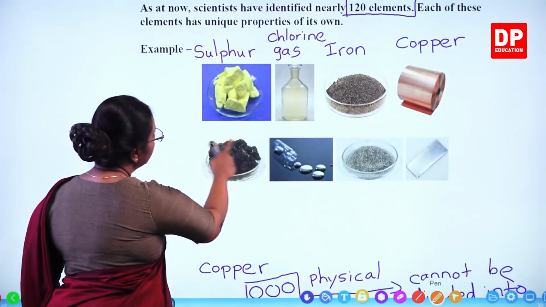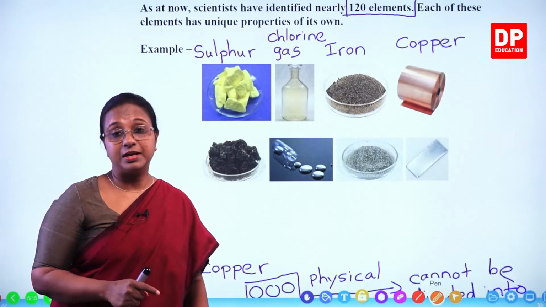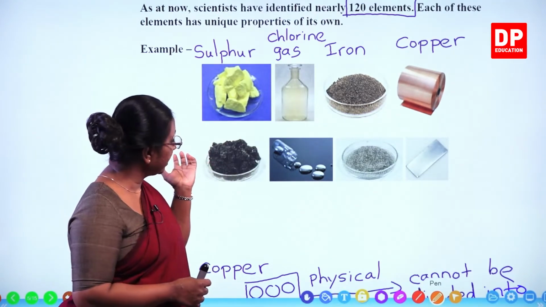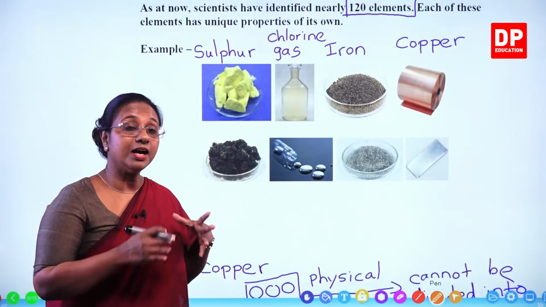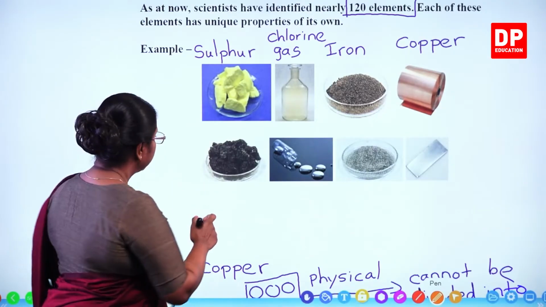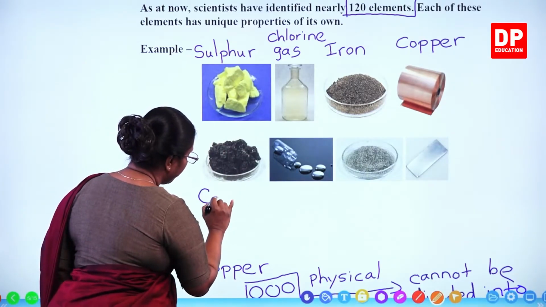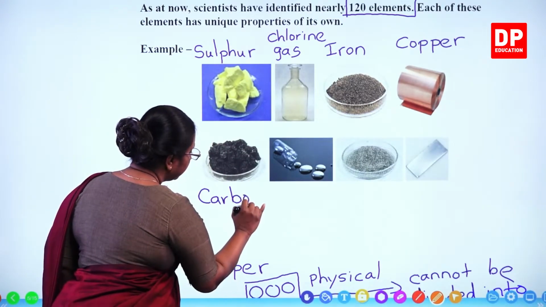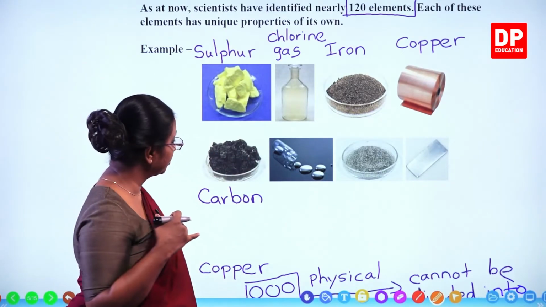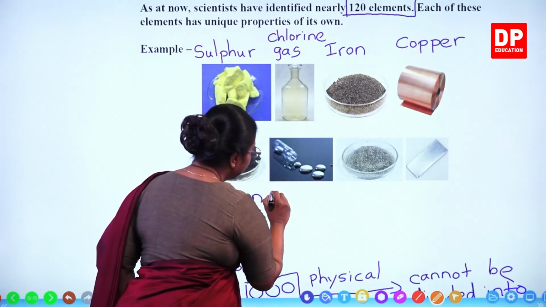Then you were able to see carbon. Carbon either exists as a carbon powder like this, or we can have the carbon graphite like a small rock. So that also you were able to observe. Carbon. Again, carbon is a black color solid. That also you were able to see. Then we saw mercury.